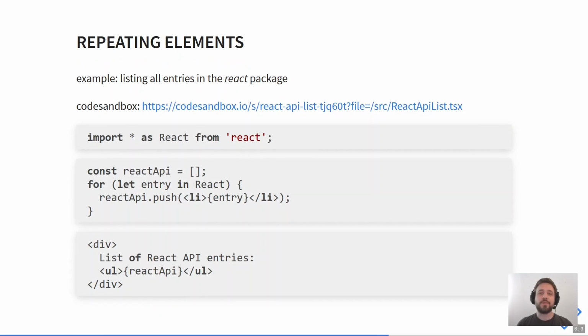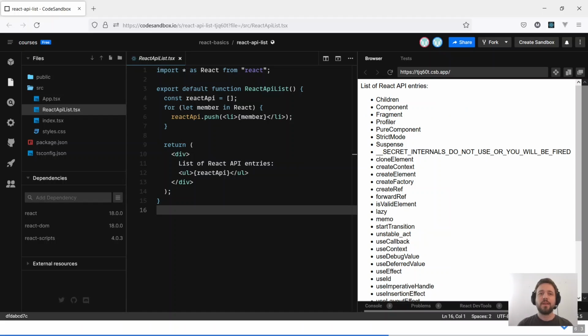Here's another example of this in action. This code constructs an HTML list of all API entries of the React package. It does that by creating an array of li elements and then rendering those inside a ul element. If we take a look at the corresponding results in the code sandbox, we can see the list of entries here.